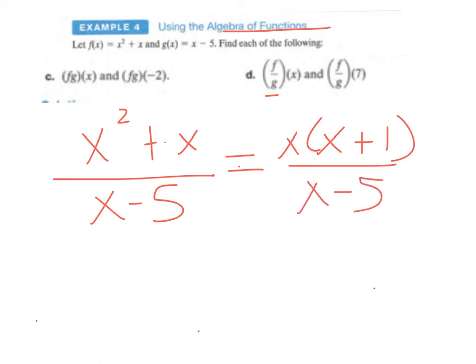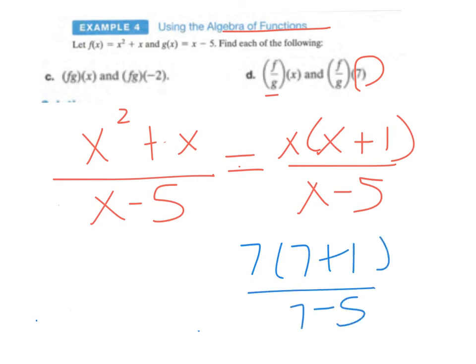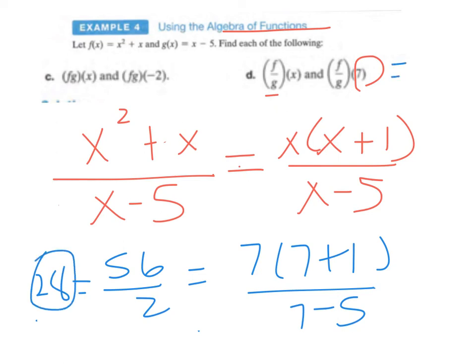And so now all I just want to do is substitute the 7 in. So if I substitute the 7, I get 7 times 7 plus 1 over 7 minus 5. So that's 8 times 7 is 56 over 2. And if I divide those, I would get 28. And so my answer would be 28 for the 7.